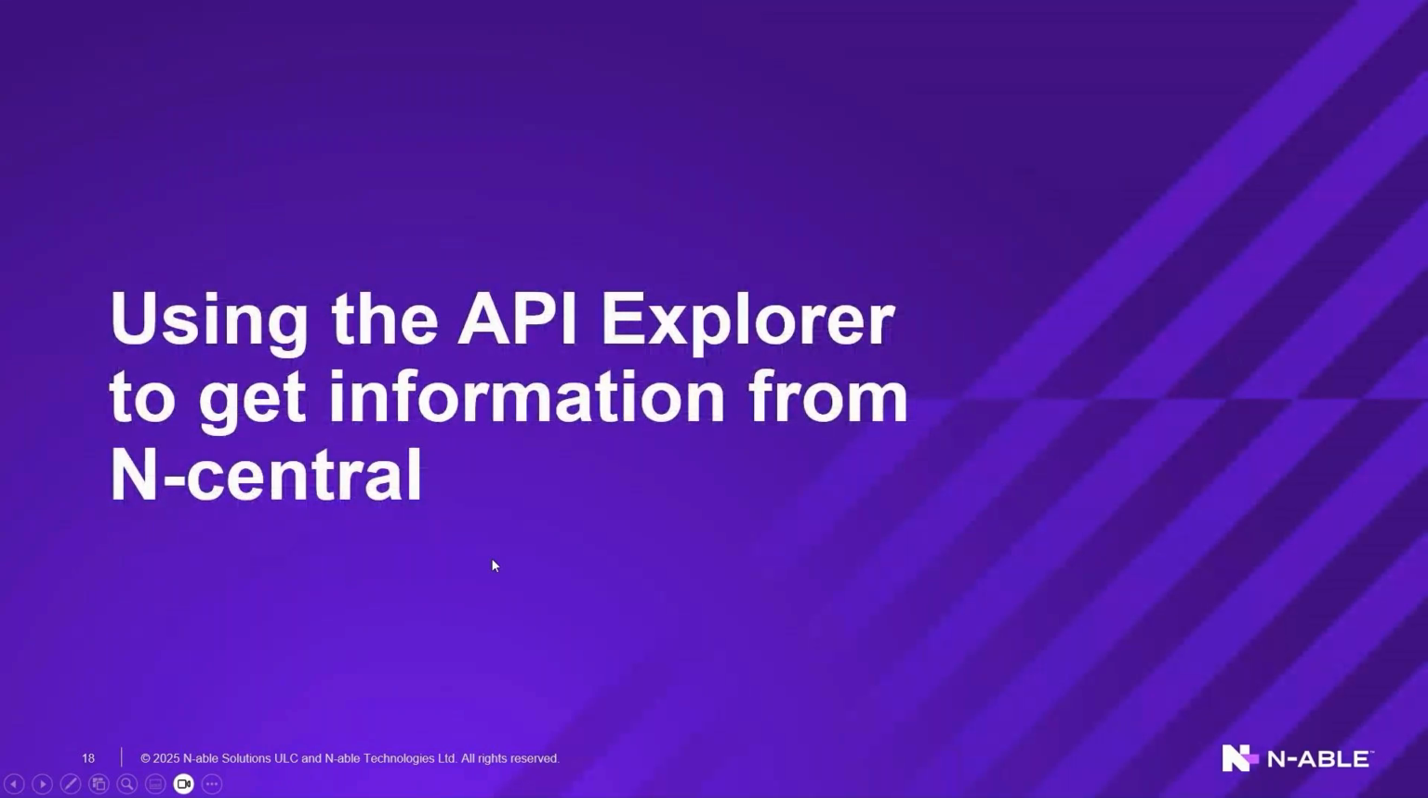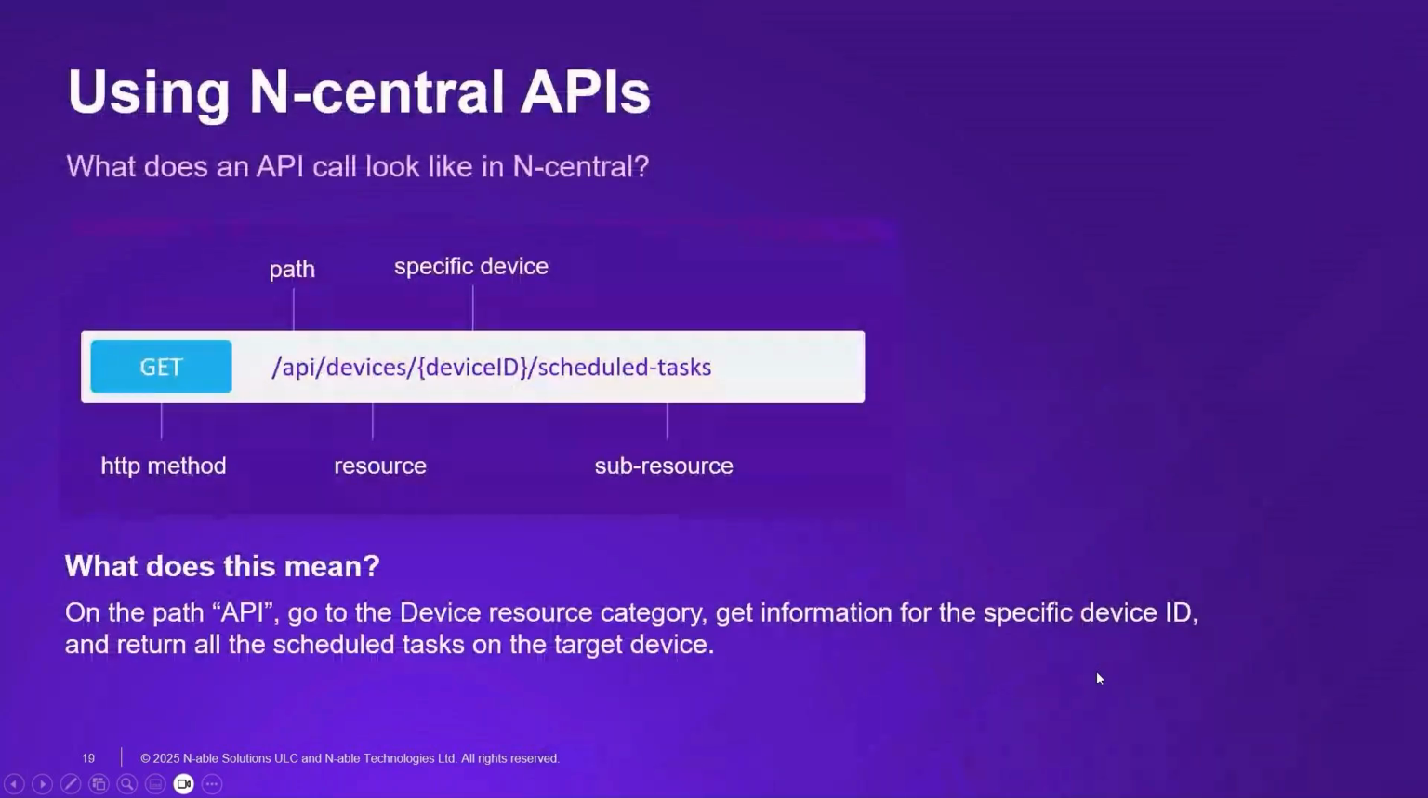So now that we understand how we access these APIs, next we're actually going to explore the Swagger interface to get some information, and start to see how you can get information out of your N-Central instance as well. Before we do that, I do want to run through a few slides to explain what you're looking at.